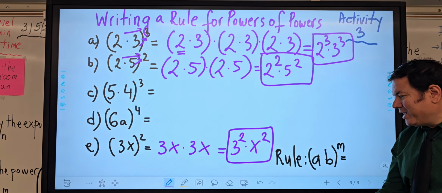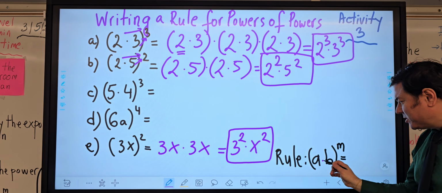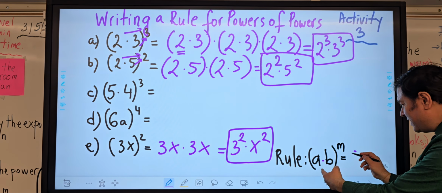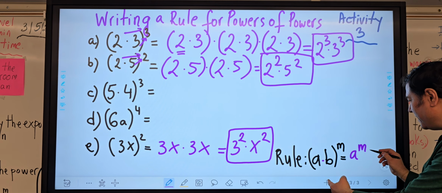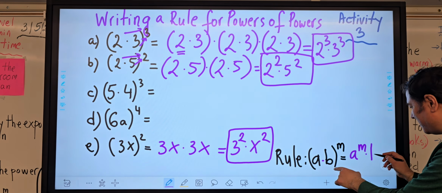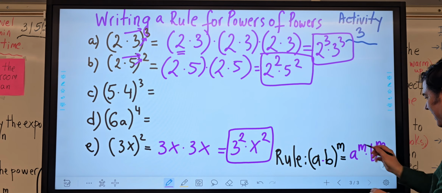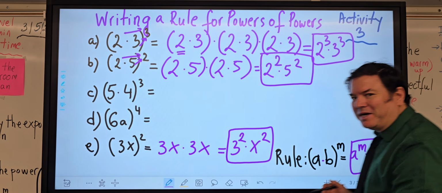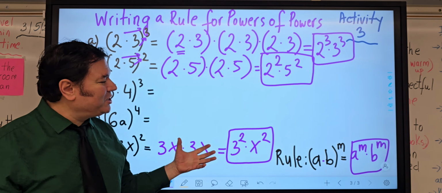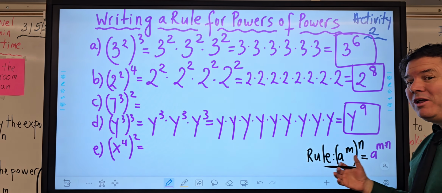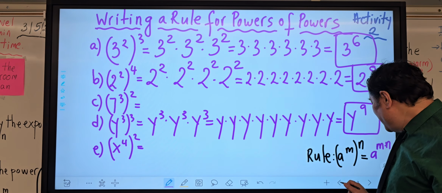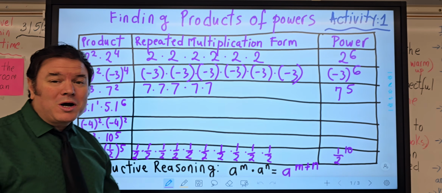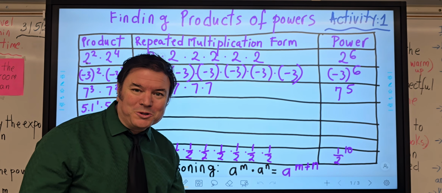So in general terms, we can say that if we have a times b, to the power of m, we need to raise the first base, a, to the power of m, times the 2nd base, also to the power of m. And that's going to be our answer: a to the m times b to the m. I hope these explorations and these activities gave you a little insight of how to use inductive reasoning to come up with exponent rules.